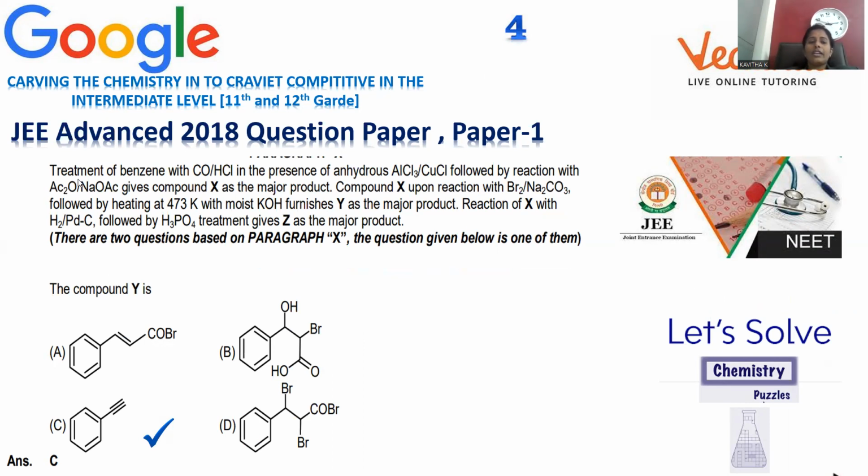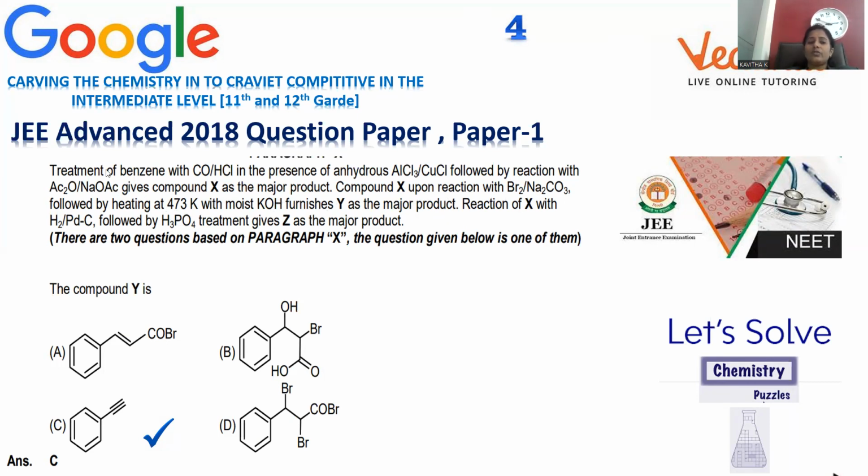In question number 4, treatment of benzene with CO, HCl. This CO is carbon monoxide, in the presence of hydrochloric acid, anhydrous AlCl3 and copper chloride, followed by reaction with acetic anhydride and sodium acetate, gives a compound X as the major product. Compound X upon reaction with bromine in the presence of sodium carbonate, followed by heating at 473 Kelvin with moist potassium hydroxide, furnishes Y as the major product.